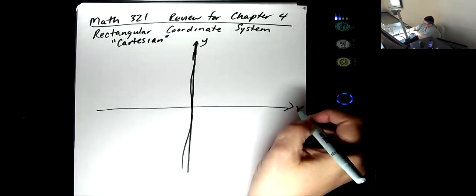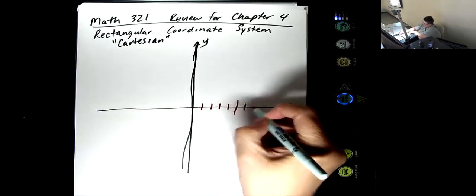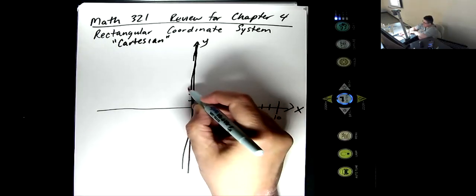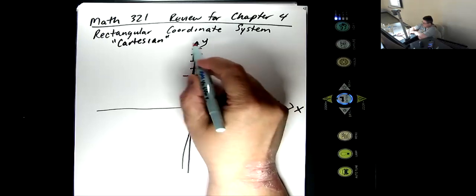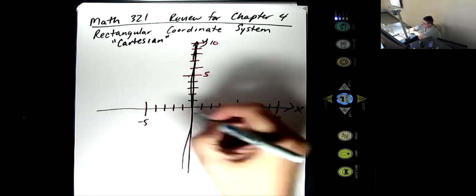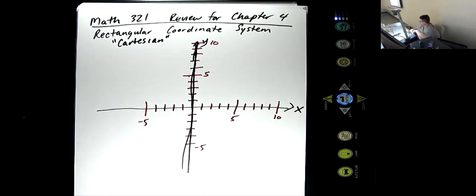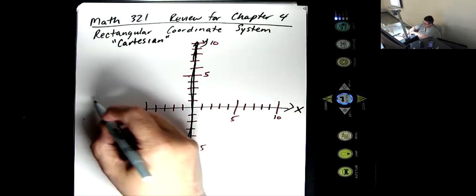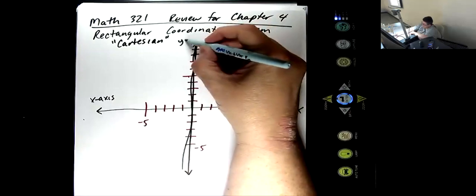We have a vertical line and a horizontal line. These are called the axes. We have little markers denoting how far apart things are, maybe 5 and 10, going upwards. The horizontal axis is called the x-axis. This is the x-axis, and this is the y-axis. The vertical one is the y-axis.